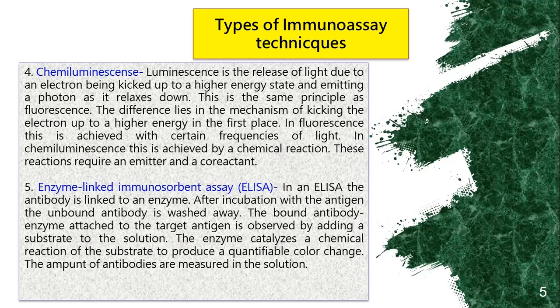The fifth one is enzyme-linked immunosorbent assay, also called ELISA. In an ELISA, the antibody is linked to an enzyme. After incubation with the antigen, the unbound antibody is washed away. The bound antibody enzyme attached to the target antigen is observed by adding a substrate to the solution. The enzyme catalyzes a chemical reaction of the substrate to produce a quantifiable color change. The amount of antibodies is measured in the solution.